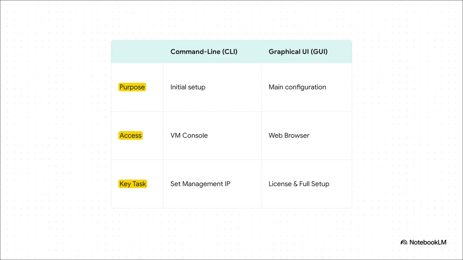Now, this is a really key thing to understand. You've basically got two ways to control your F5. First, there's the command line, the CLI. We only use this for one very specific, very quick job at the beginning, setting an IP address so we can talk to it over the network. Once that's done, we switch over to the web browser to use the graphical user interface, the GUI. And that's where we'll do pretty much everything else.